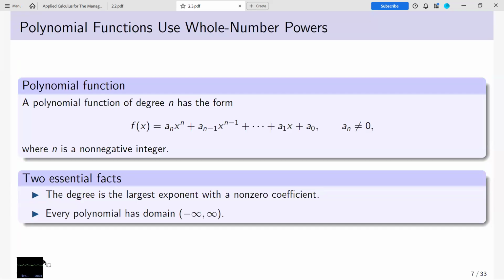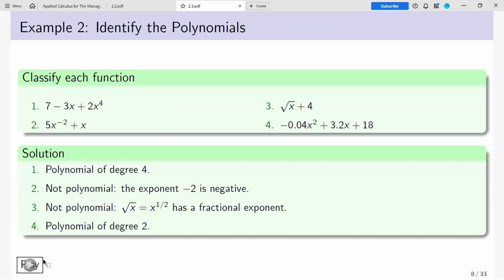Polynomial functions use non-negative integer exponents. Their formulas involve no variable in a denominator and no fractional or negative powers, so every real input is allowed. The first and fourth functions are polynomials. Negative and fractional exponents disqualify the second and third functions from the polynomial family. Mathematics has standards, apparently.